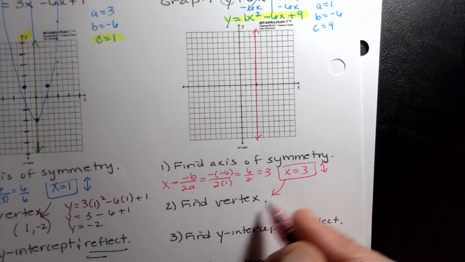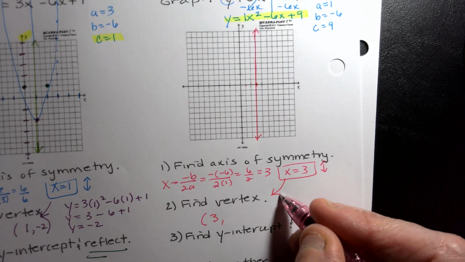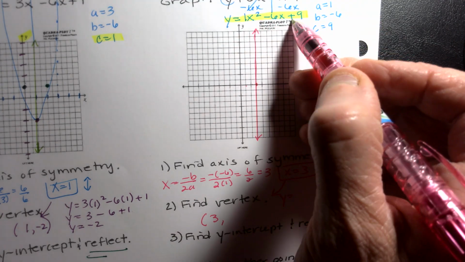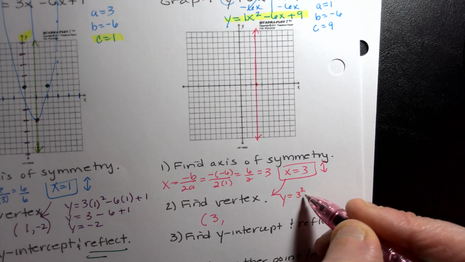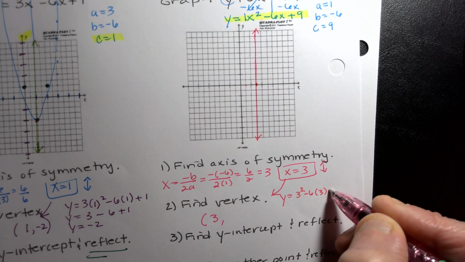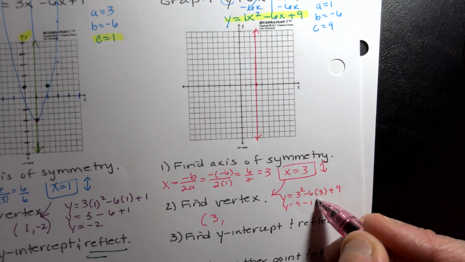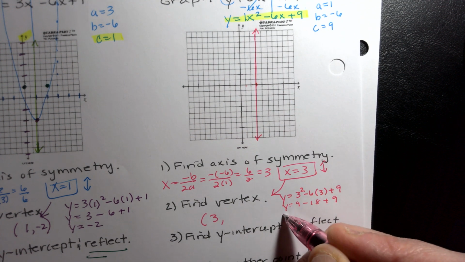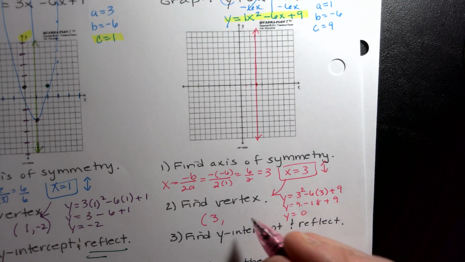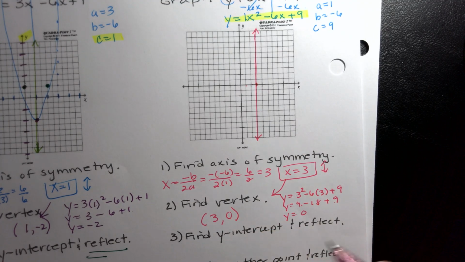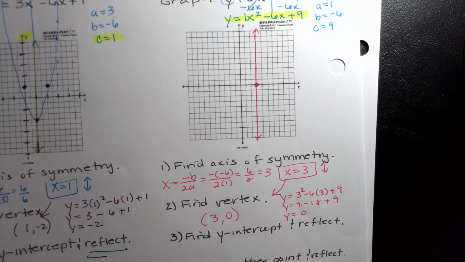We're halfway there. We already have the 3 for our x. I just have to substitute that into my equation to get my y. Y equals 3 squared minus 6 times 3 plus 9. Y equals 9 minus 18 plus 9. -9 plus 9 is 0. Okay. I got my vertex. 3, 0. We know it should fall on here, and it does. It's right there.